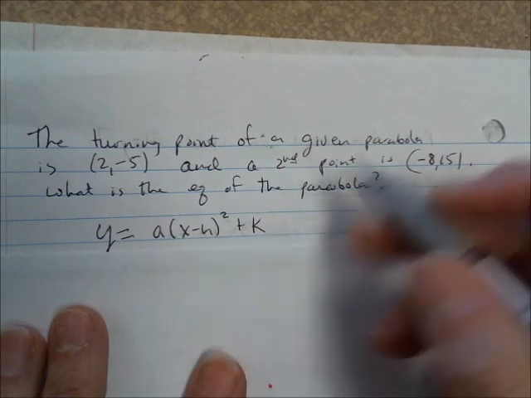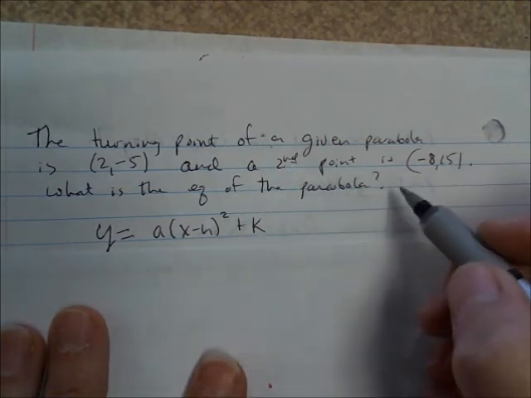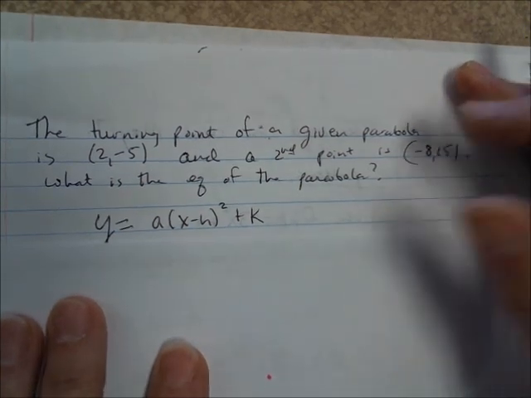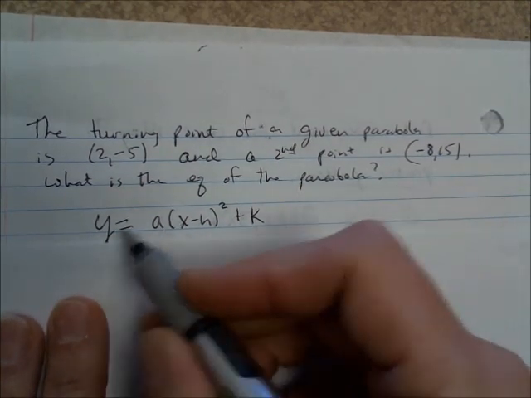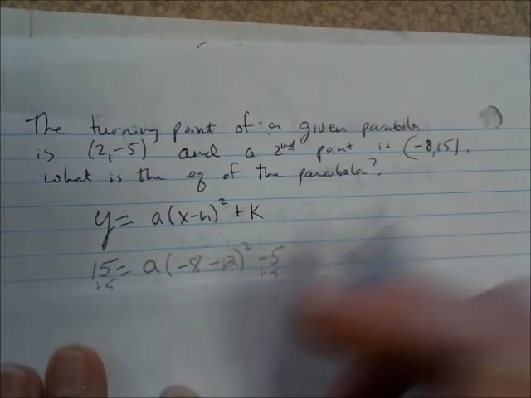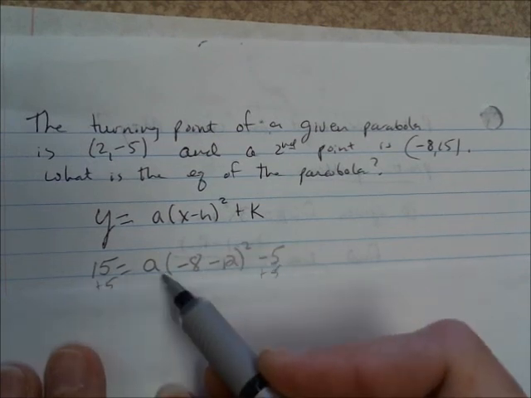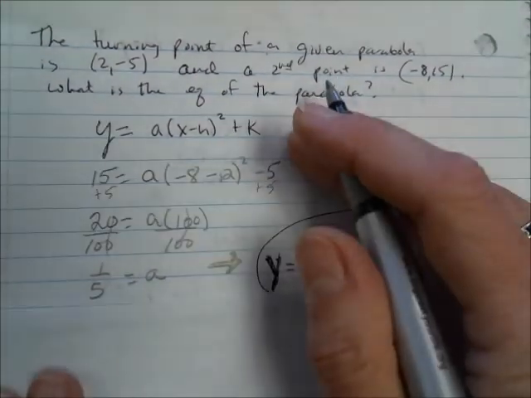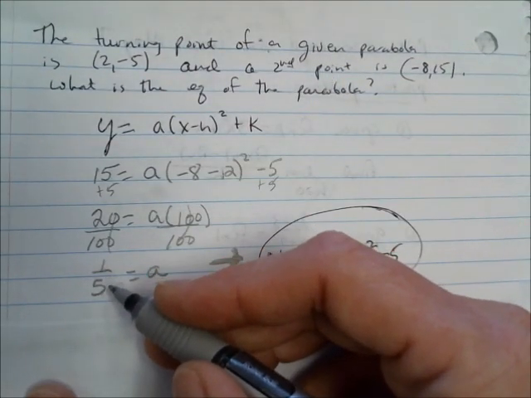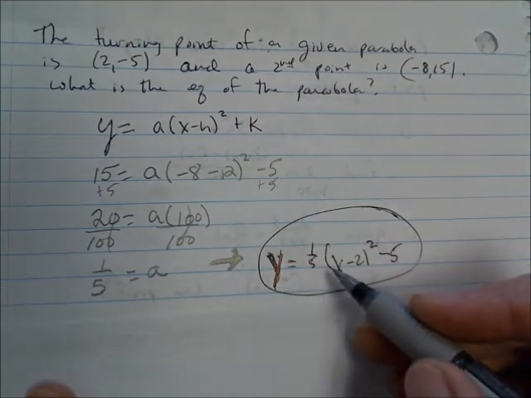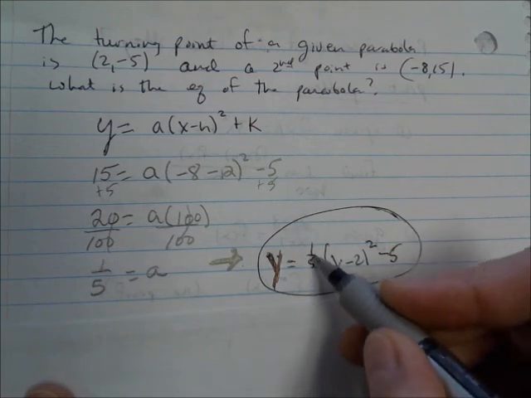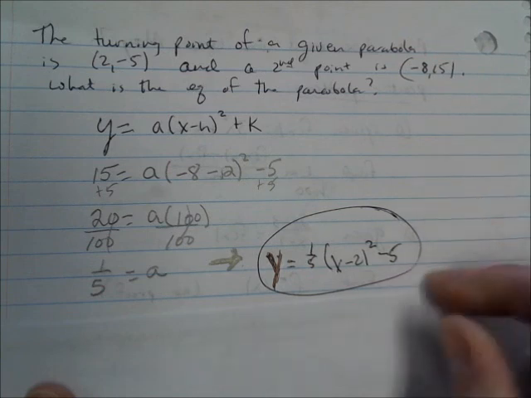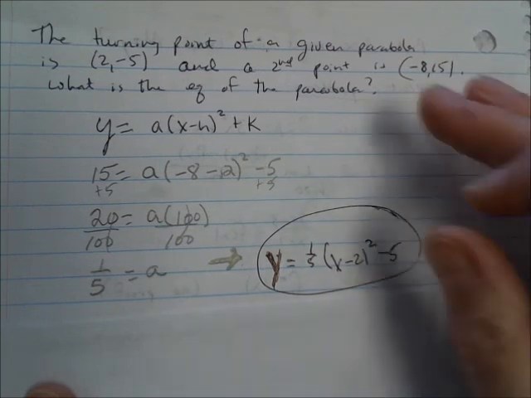So here's the vertex form. Remember, (h, k) is the vertex, which is (2, negative 5). So substitute that in. (Negative 8, 15) is the x, y value. So when you substitute that in, you're going to solve it for a. And you go through a little bit of algebra, and then you come up with a equals 1/5. And so the equation of that quadratic equation is y equals 1/5 times (x minus 2) squared minus 5. That's just vertex form, and you can leave it like that.